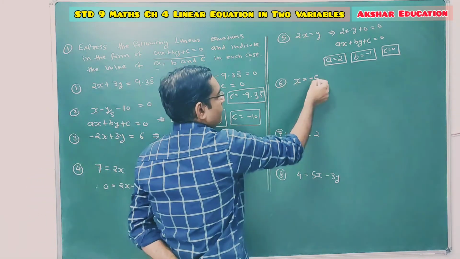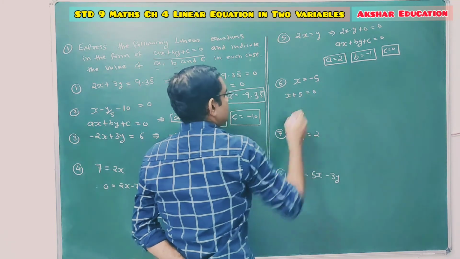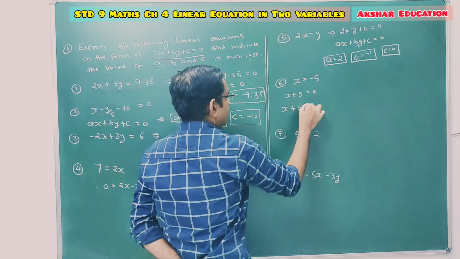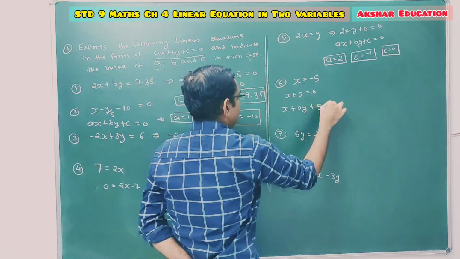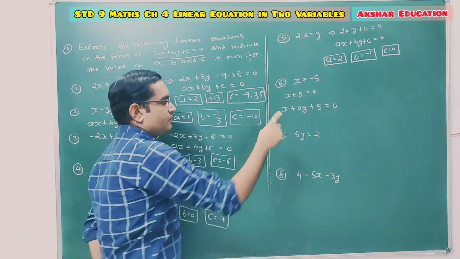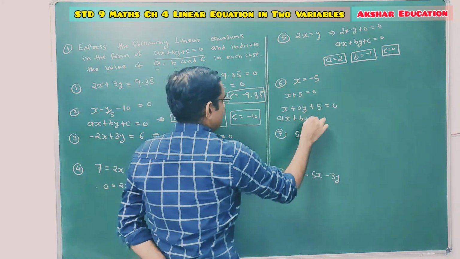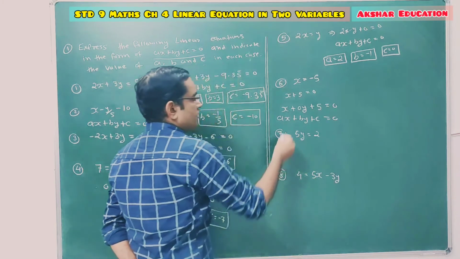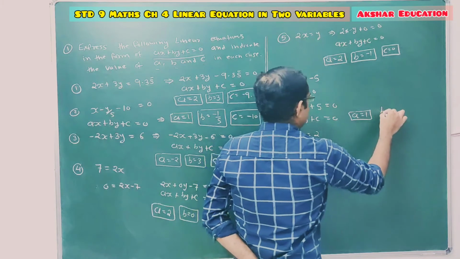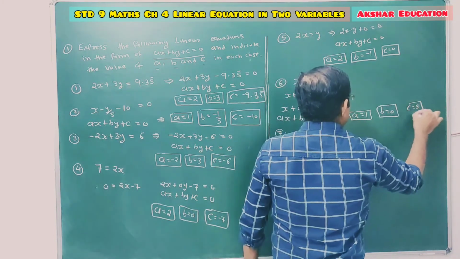Now here it's again x equal to minus 5. This can be written as x plus 5 equal to 0, but variable y is absent. So that is nothing but x plus 0y plus 5 equal to 0. We are adding the absent variable term with 0 coefficient. It's ax plus by plus c equal to 0. Comparing, we get the values a equal to 1, b equal to 0 and c equal to 5.